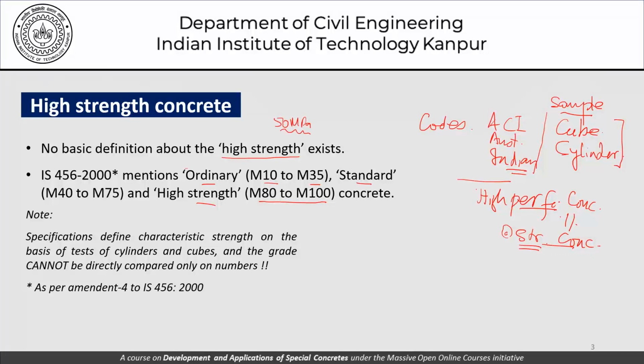For example, if an American document talks of a characteristic strength of 40 MPa or 45 MPa, it's not really the same thing as an Indian standard talking of the same characteristic strength, because the cylinders or cubes being tested will have their own geometric corrections that need to be applied. This part has already been discussed when we talked about the different types of samples being used in the world.